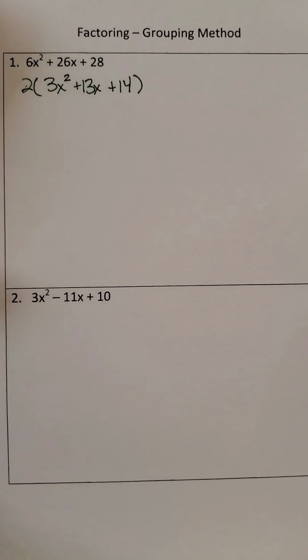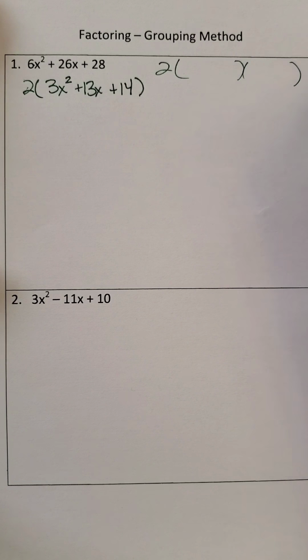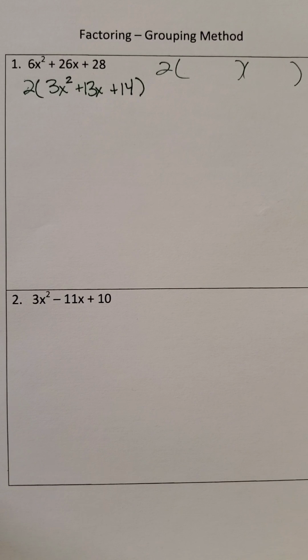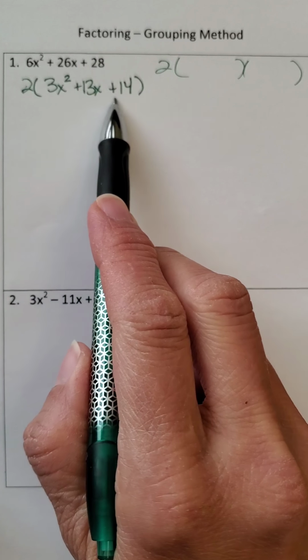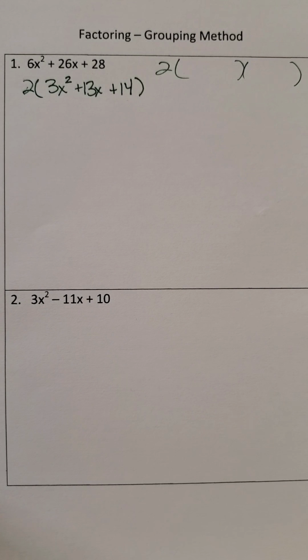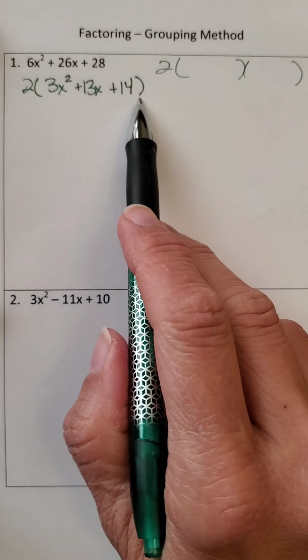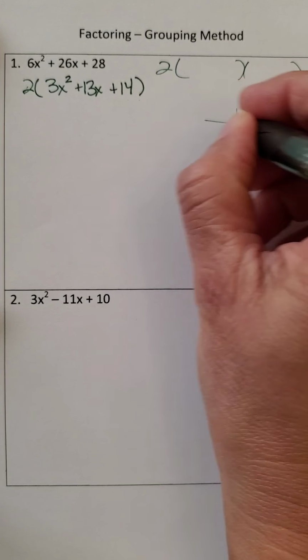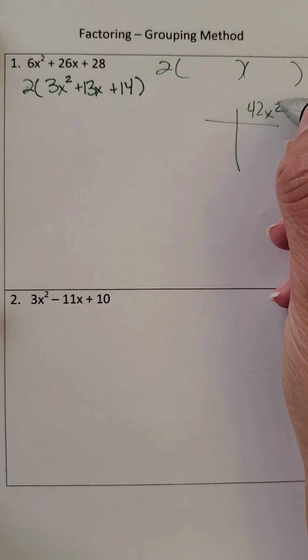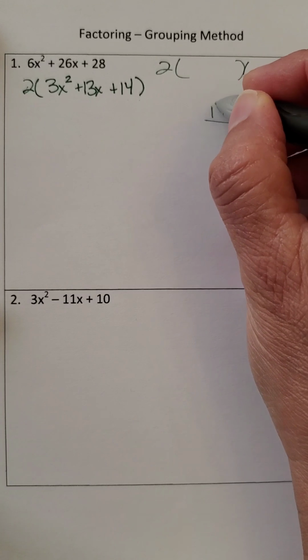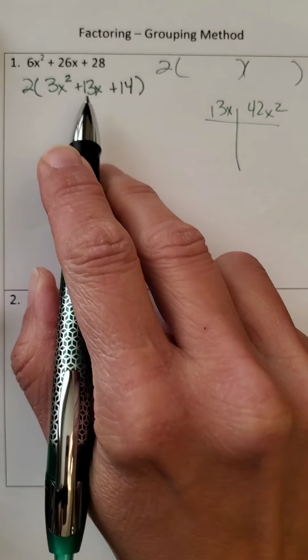So I now know that my final answer is going to be 2 binomials multiplied together with a 2 out front, because I have to save that 2. But for now, for the rest of the factoring, I'm only going to use this trinomial right here. So I'm going to take 3x squared times 14, that's 42x squared, and I'm going to put that in my little t-chart because I'm going to try to find 2 factors of 42x squared that add up to 13x.